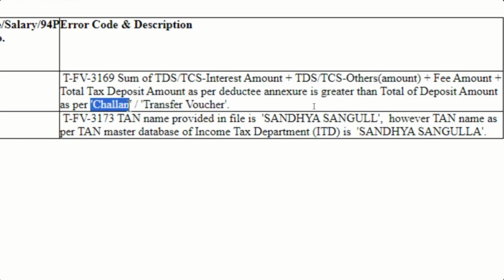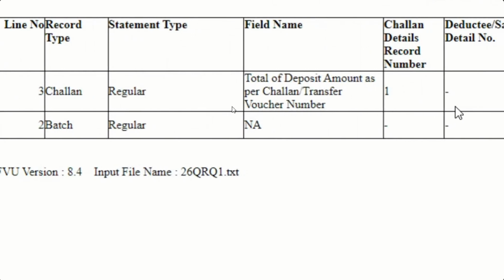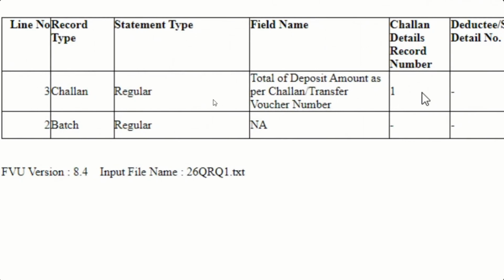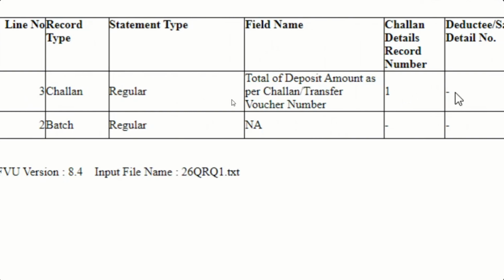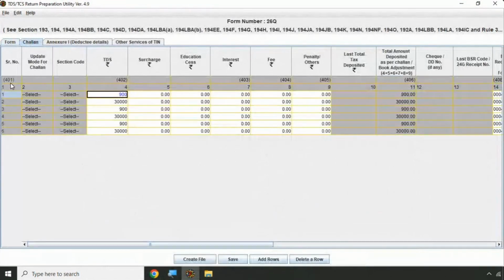Challan amount I mentioned how much? 900. But I am trying to transfer more. Got my point? Exactly. It will also show in which page, in which row number. Line number 3, Challan number, record number 1. See here, line number 3: 1, 2, 3. Line number 3, record number 1.